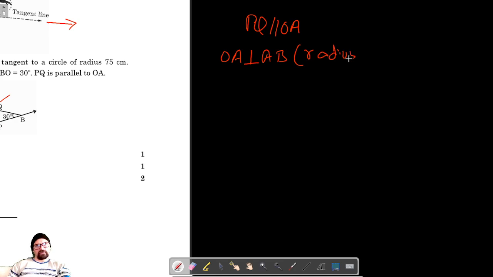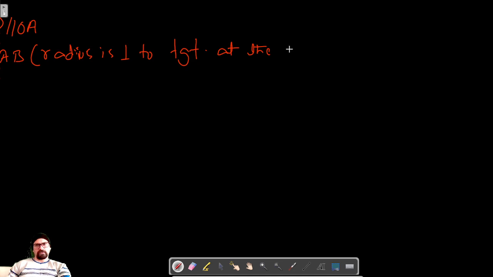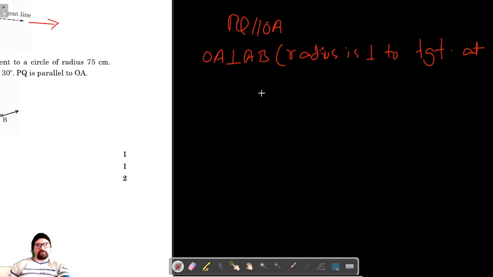as the radius is perpendicular to the tangent at the point of contact.